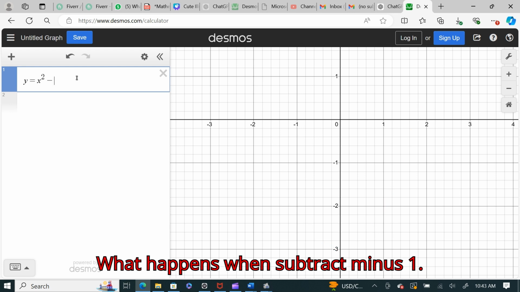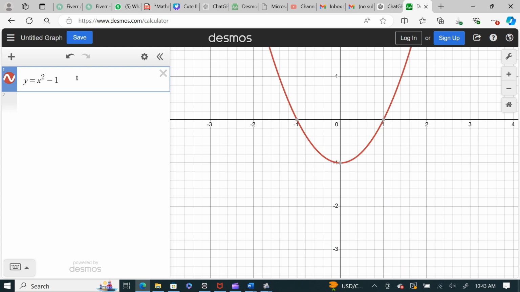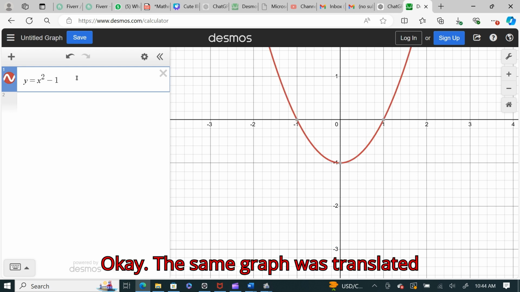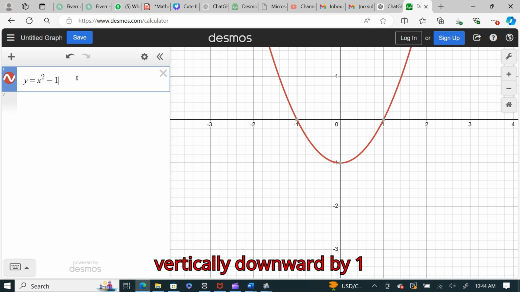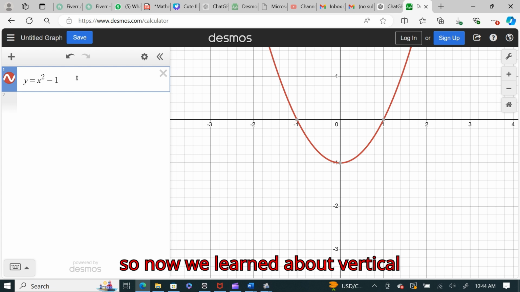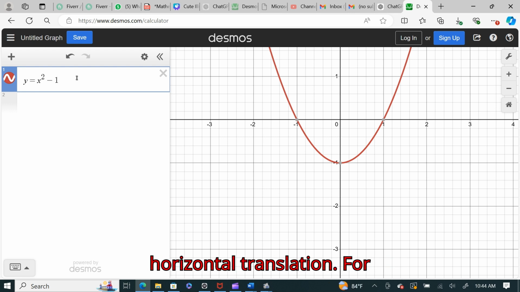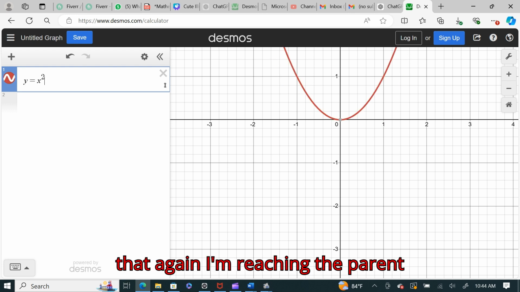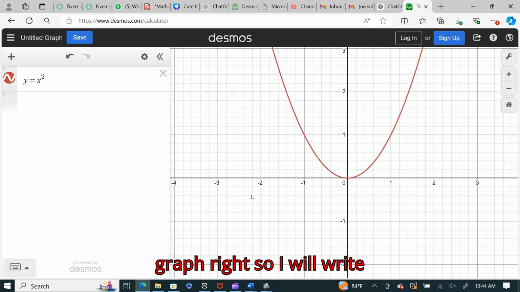What happens when we subtract 1? Okay, the same graph was translated vertically downward by 1 unit. So now we learned about vertical translation. Then we will talk about horizontal translation. For that, again I am reaching the parent graph, right?